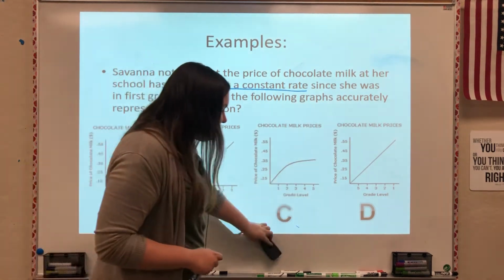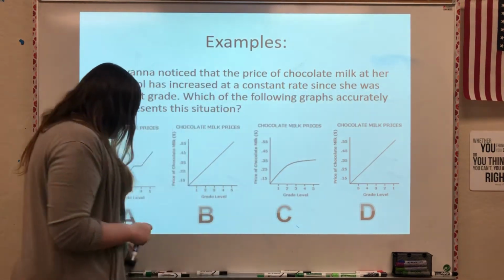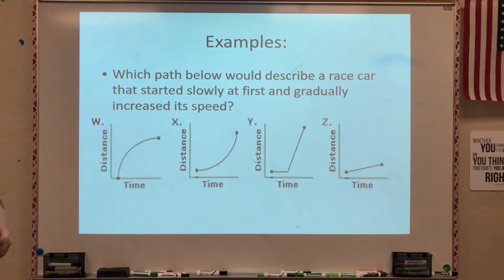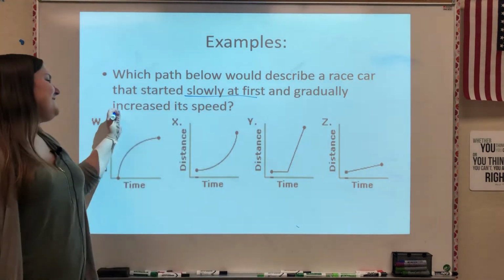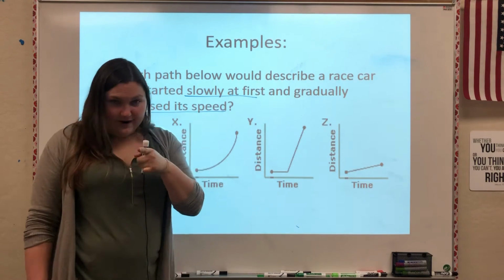I've got two other examples, and I'm going to have you guys try some. The next one is, which path below would describe a race car that started slowly at first and gradually increased its speed? Go ahead and try this one. Well, just like before, I would underline some keywords. Here we're looking for something that is slow at first and increasing its speed. We drew a graph of that.